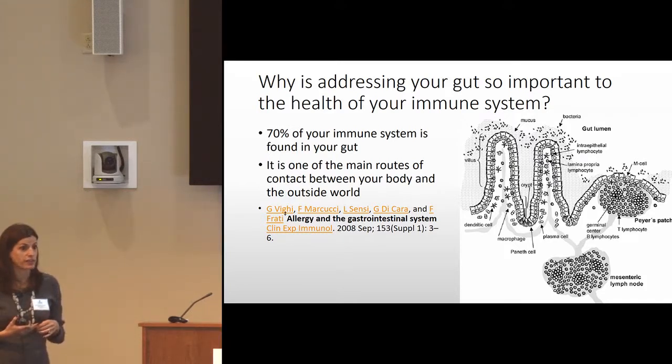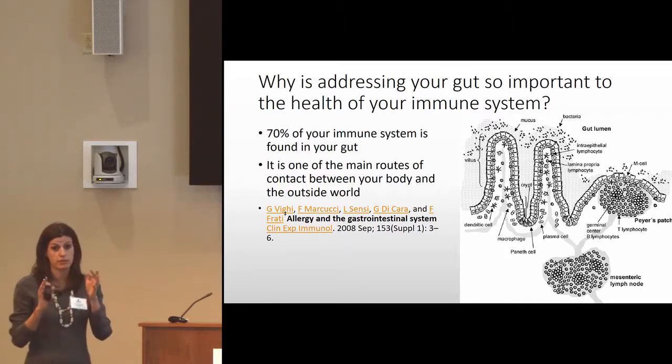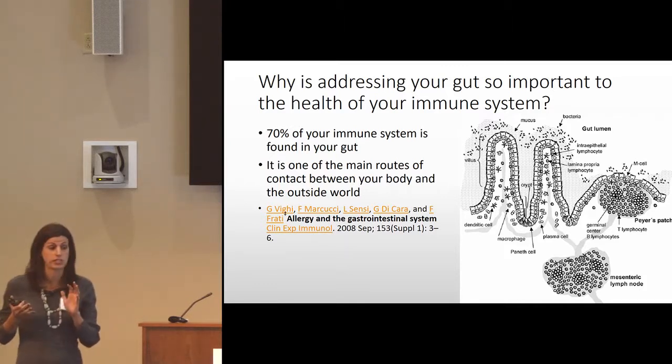So why is addressing the gut so important in all people with autoimmune diseases? To start with, it's simply the anatomy of our gut and our immune system. About 70% of your immune system is located in your gut. It's not technically in your gut, because your gut is essentially a tube from your mouth to your anus, and everything inside of it is really outside your body, but your immune system is going to be surrounding that tube of your digestive tract.